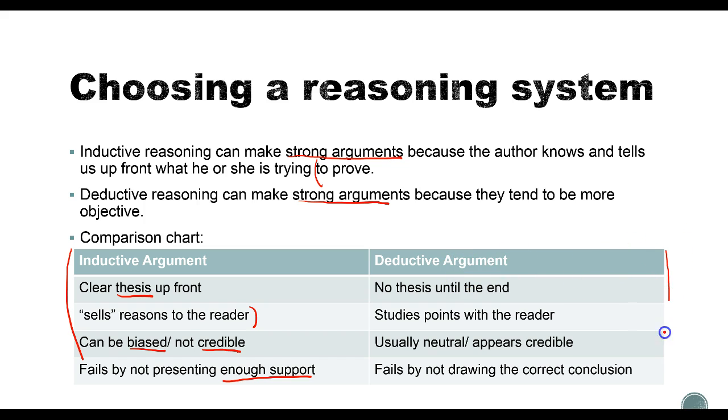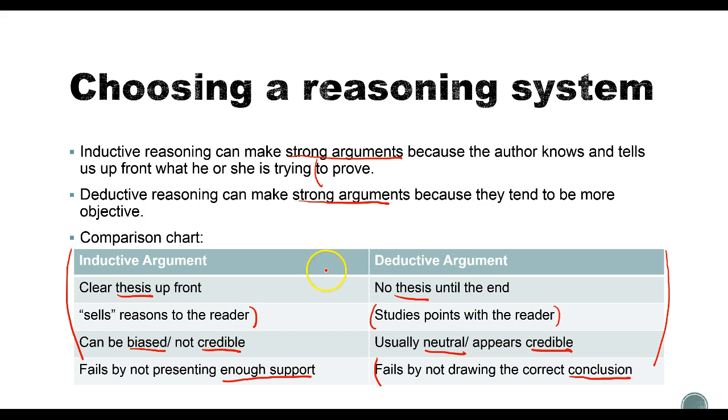A deductive argument, on the other hand, doesn't have a clear thesis up front, so it might seem a little bit more wishy-washy than an inductive argument, which might seem a little bit more direct. In a deductive argument, you're studying each point with the reader, so you're kind of going along with the reader, and that actually helps an author of a deductive argument to appear a lot more neutral. So as a general rule, deductive arguments do appear and usually are much more neutral, which is usually more credible. But a deductive argument can fail if an author doesn't draw the correct conclusion. So as you're studying the points with the reader, you need to be really careful that you're balancing those points and that you draw your conclusion correctly based on the points that you're balancing.